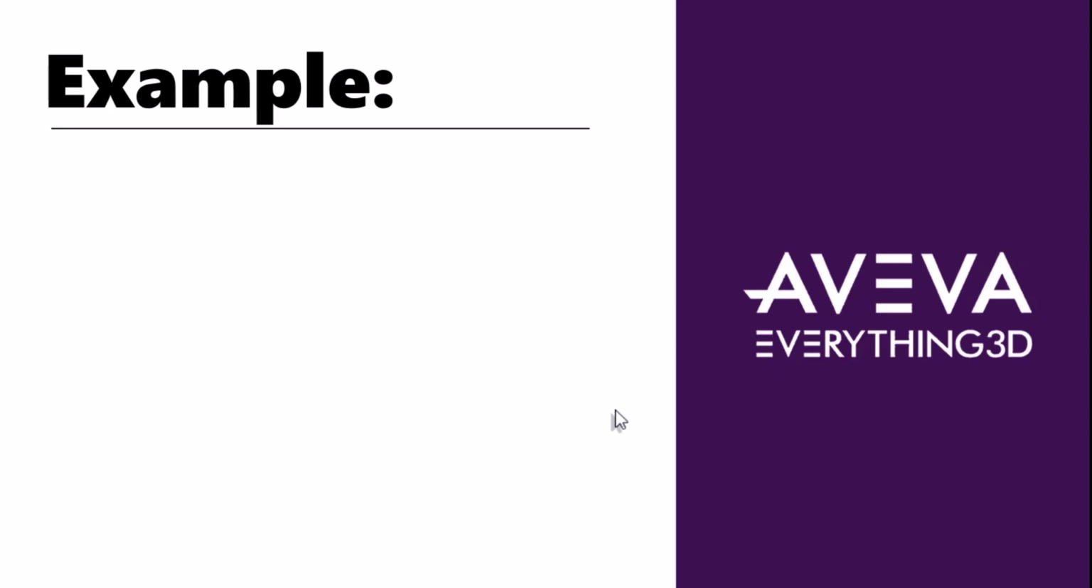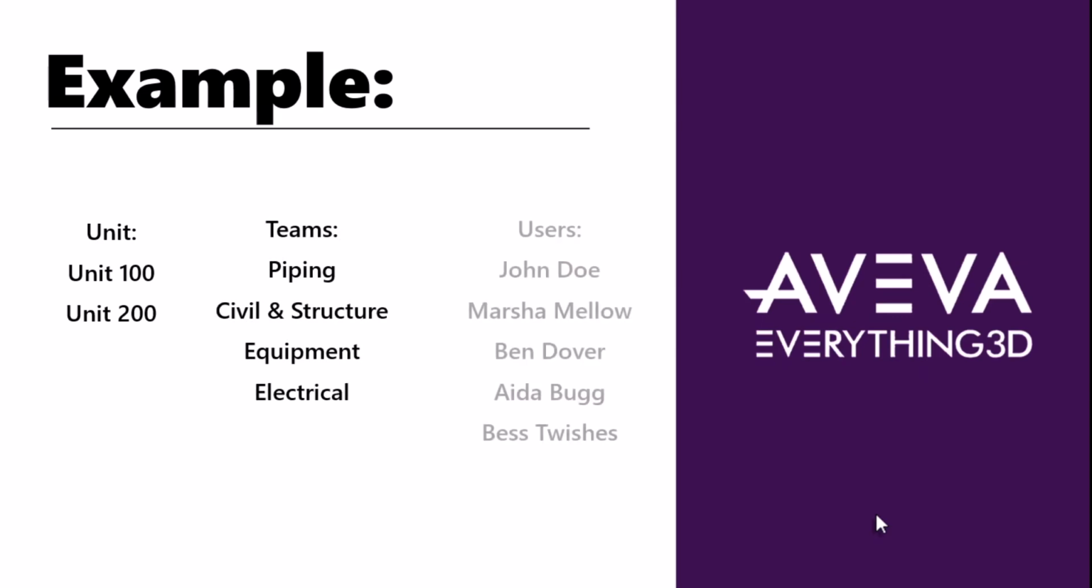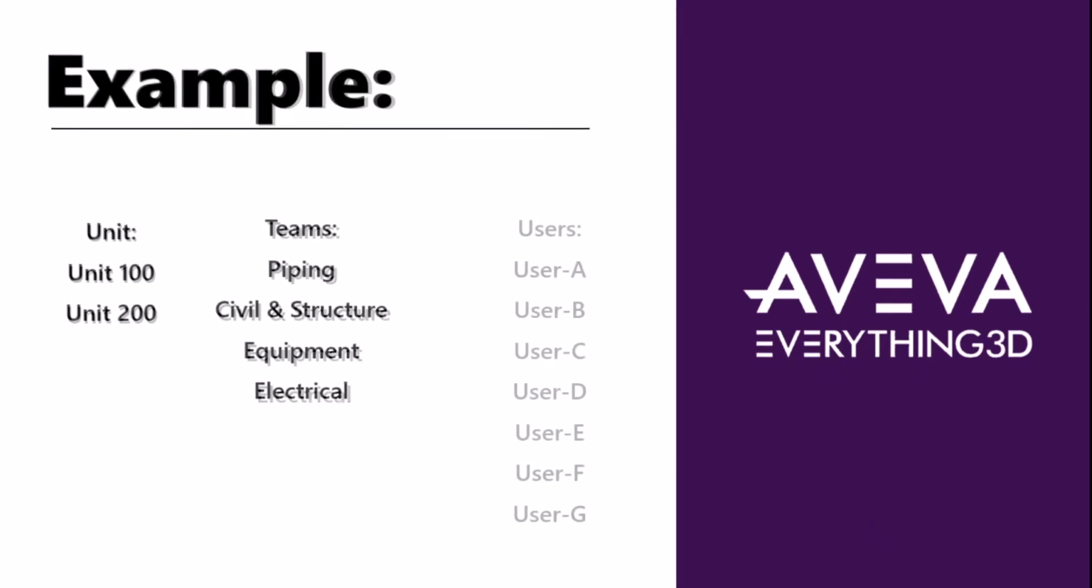Let's imagine we have a project consisting of two units, Unit 100 and Unit 200. And we have the disciplines of piping, civil and structure, equipment, and electrical. And these are the users working on this project. For the sake of simplicity, let's call them users A to user G.